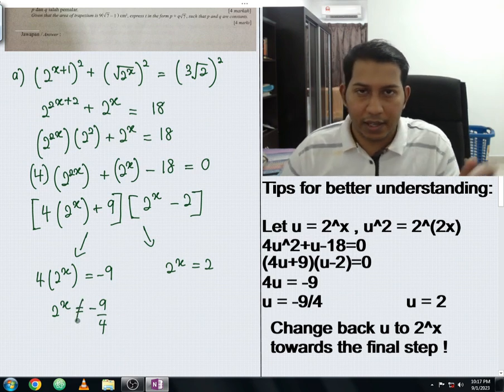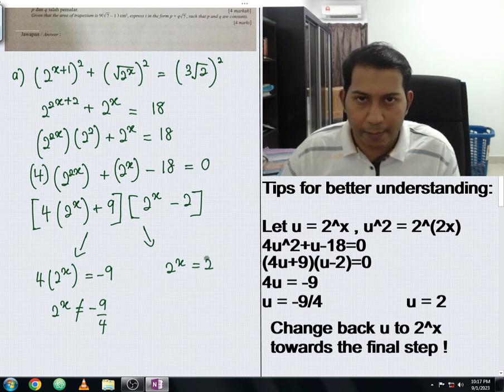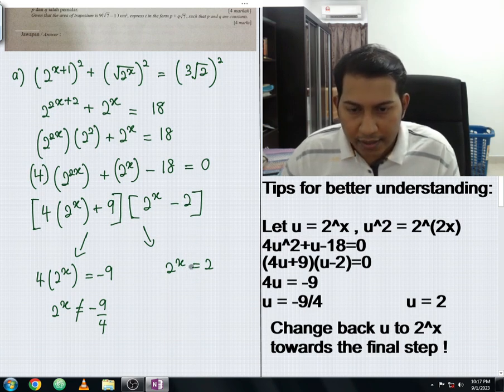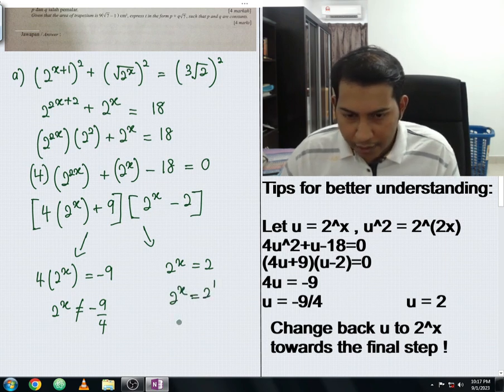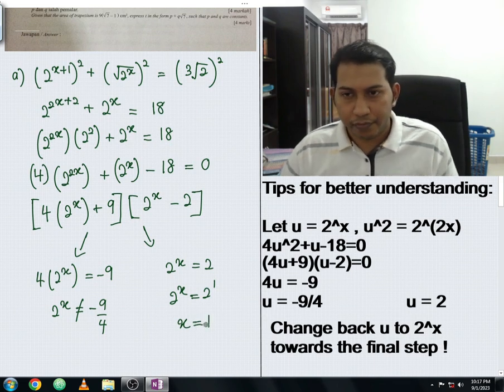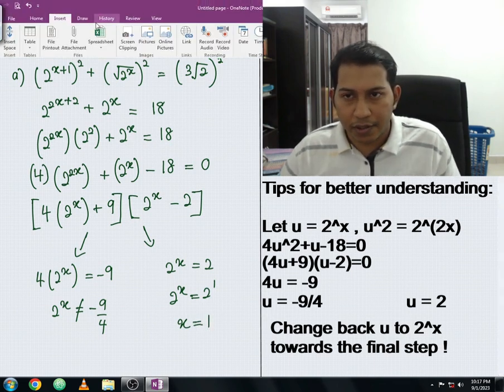Let us check the second working. 2 to the power of x equals 2. We can compare this. 2 to the power of x is equal to 2 to the power of 1. And therefore you get your answer, x is equal to 1. So let me underline the solution.